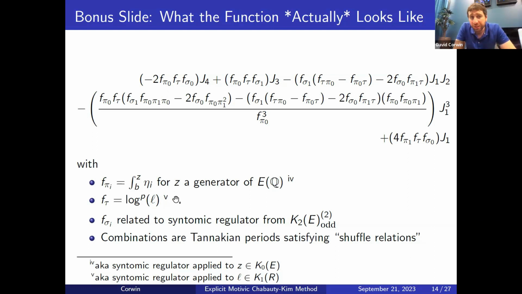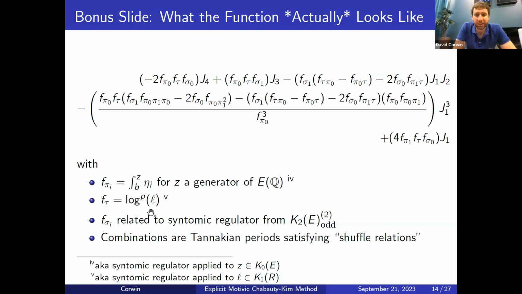But let me say it just a little bit, is that some of them, like F_{π_i}, is going to be basically integrals from the base point of the elliptic curve, this B should be O, to a generator of the Mordell-Weil group of these differential forms. They're sort of p-adic logarithms, or elliptic logarithms of the generator of the Mordell-Weil group.